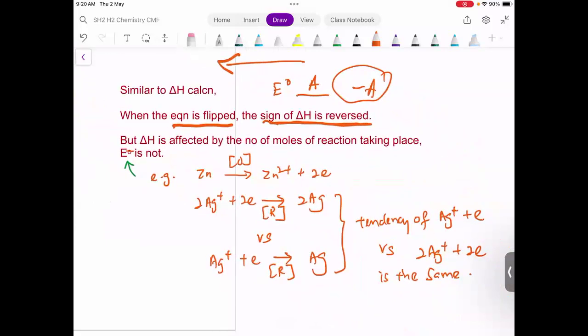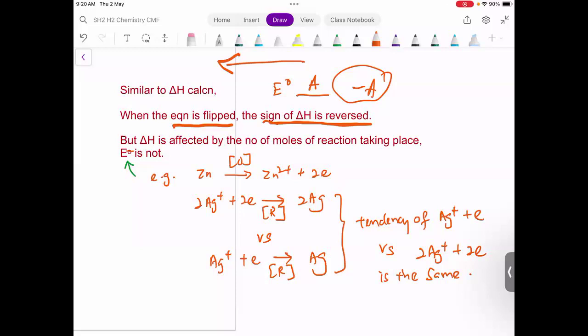If you look at the example where zinc is oxidized to zinc 2 plus, and silver plus is reacting with it, there should be 2 moles of silver plus to receive the 2 electrons. Do appreciate that the tendency of 1 mole of silver plus to receive 1 electron versus 2 moles of silver plus receiving 2 electrons is exactly the same. They are the same. So do not multiply by 2 if there are 2 moles of silver plus. The whole thing is multiplied by 2, so the percentage of conversion is the same. So E naught is not affected. Am I clear on this? E naught is not affected because the percentage conversion is still the same as before.